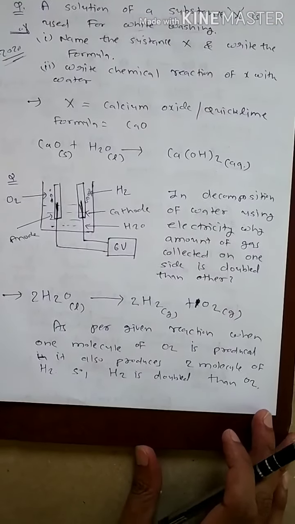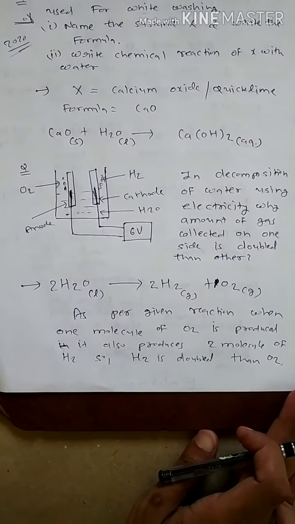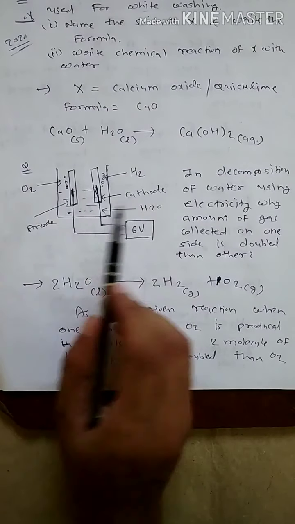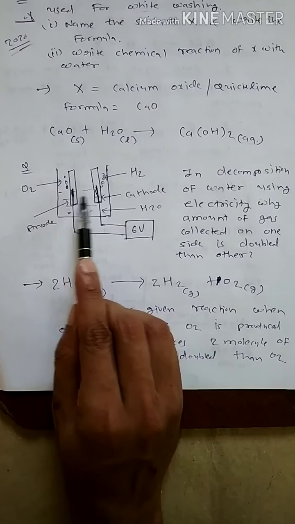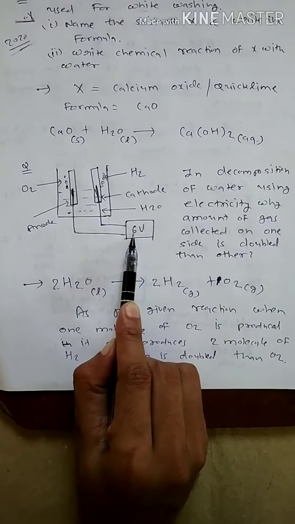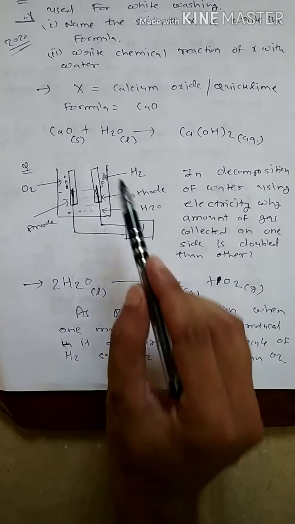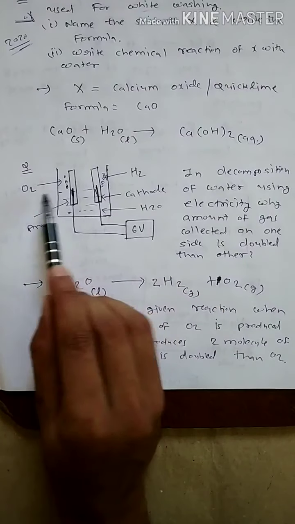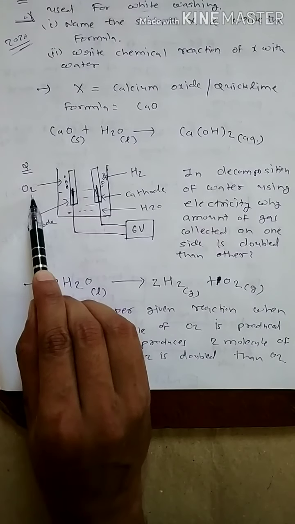Now another question is like this. One drawing is given to you. In that, 2 electrodes are there. They are connected with a battery, a 6-volt battery. On one electrode, hydrogen is produced. On another electrode, oxygen is produced.